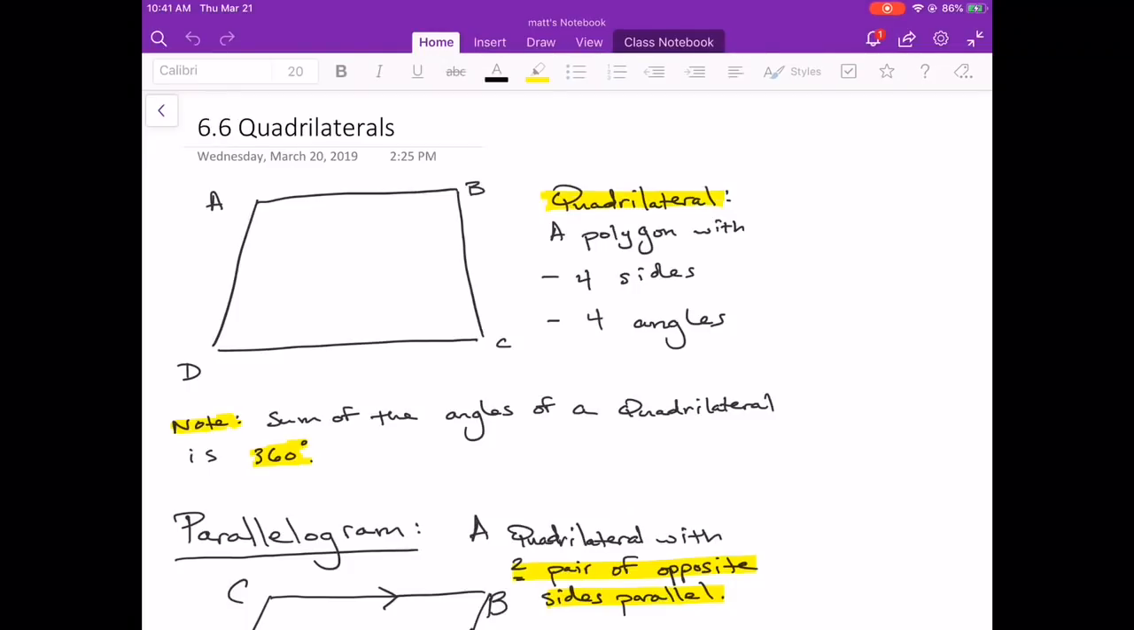So that's something that you can count on no matter what the quadrilateral is, and it is something that you need to make sure that you commit to memory because it'll help you find missing parts as we move forward. So again, quadrilaterals: four-sided polygons, all the angles add up to 360 degrees, four angles, four sides.